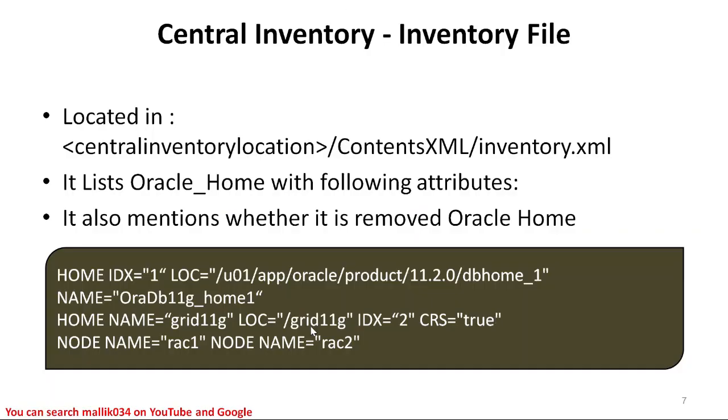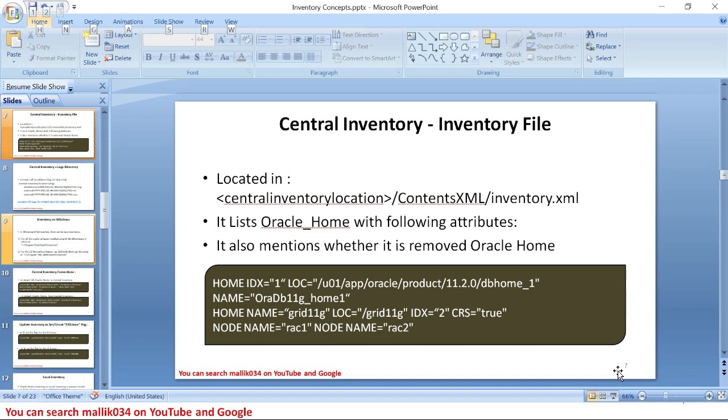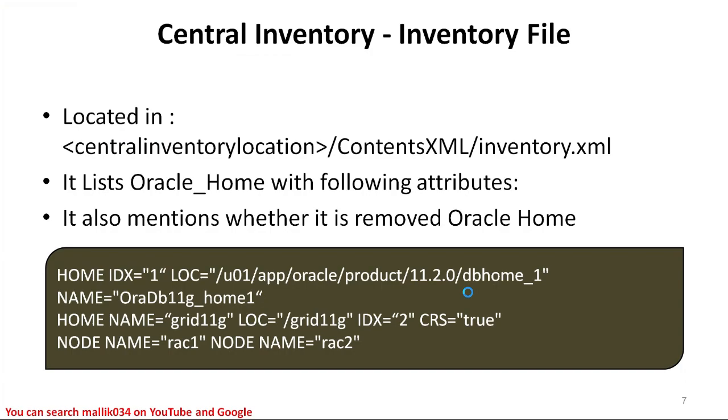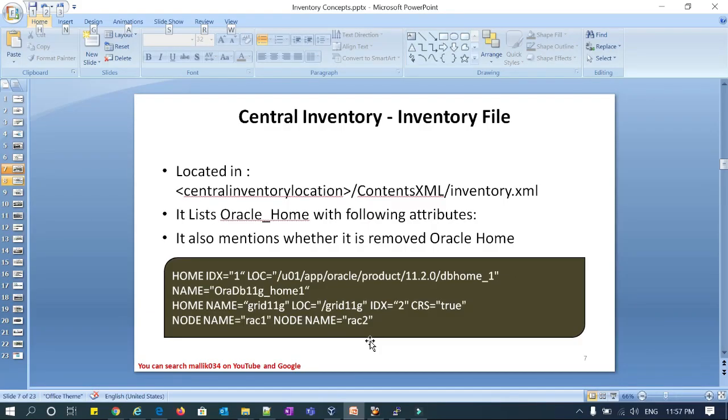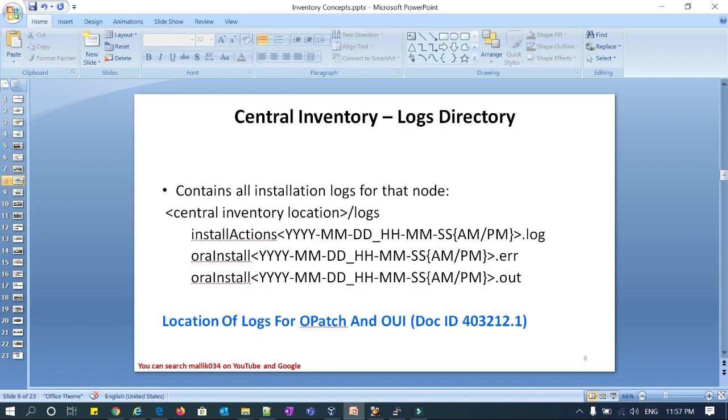Okay, so that is about my inventory.xml file, and now I'll go to the log directory. So if I go to inventory location logs, inside that I can see one is a .log, one is an error file, and one is an out file. For any install, detach, delete home, or attach home, whatever action you do, all these three files will be generated.